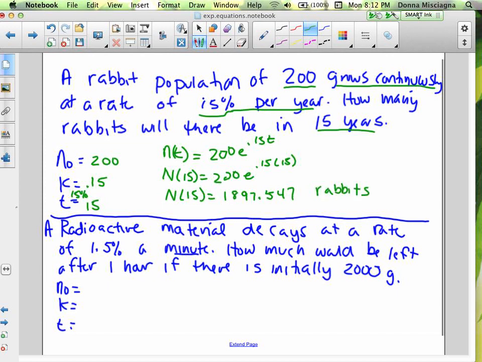All right, so that 200 becomes 1,897. All right, not as much as when we had the growth of 75%. That was a lot of bunnies. This one's not as much, just growing continuously, but it's only 15%.